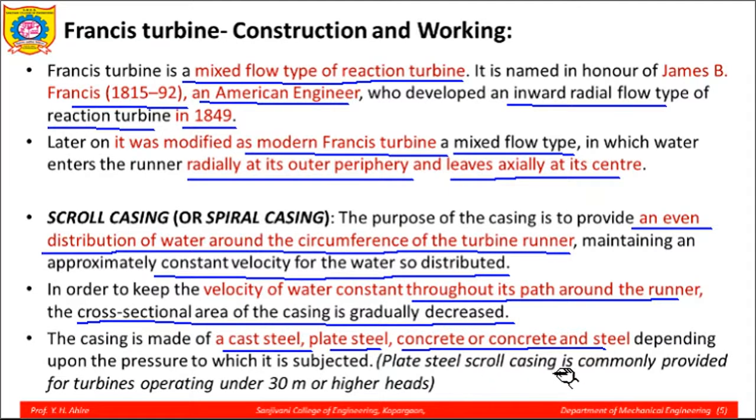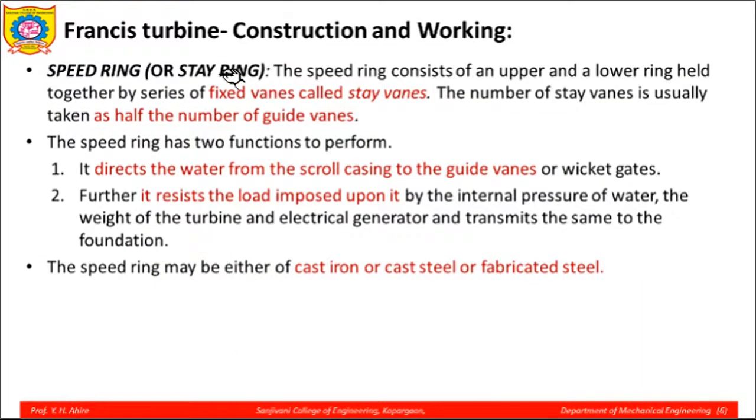Plate steel scroll casing is commonly provided for turbines with heads of more than 30 meters. We know the Francis turbine is a medium head type of turbine, so the operating range of this turbine is around 60 meters to 250 meters, and it is a medium discharge type of turbine. Medium head, medium discharge type of turbine.